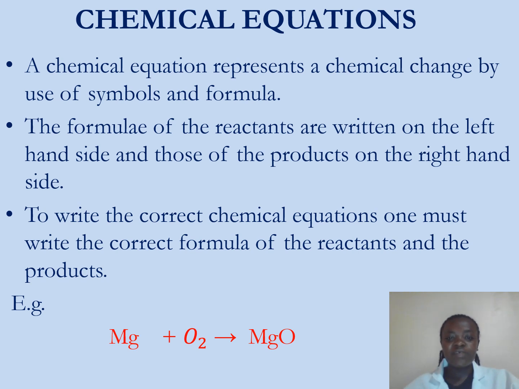So for example, if we want to write a chemical equation for magnesium oxide, we see that magnesium is reacting with oxygen to give us magnesium oxide. Magnesium and oxygen, these are the reactants. Then you can see there's an arrow here. Then on the right hand side, we have the product. The product is magnesium oxide. This reaction is not balanced, and we are going to see how we balance chemical equations and what is balancing. So this is how we write the chemical equations.